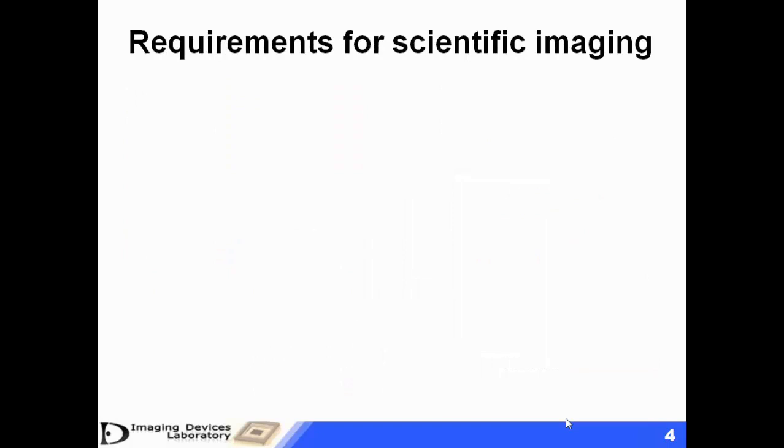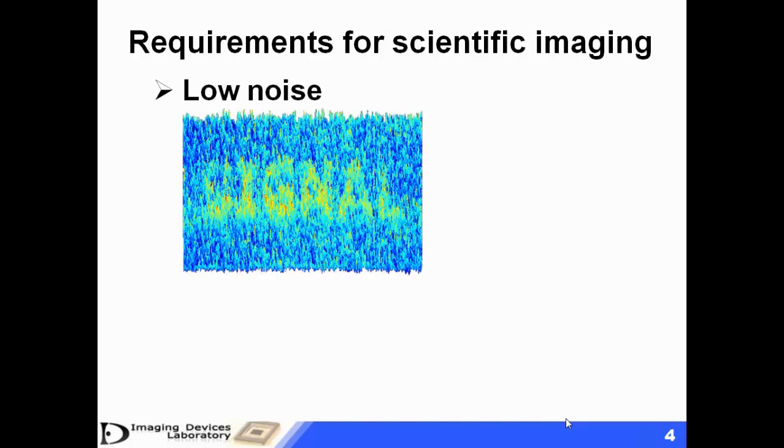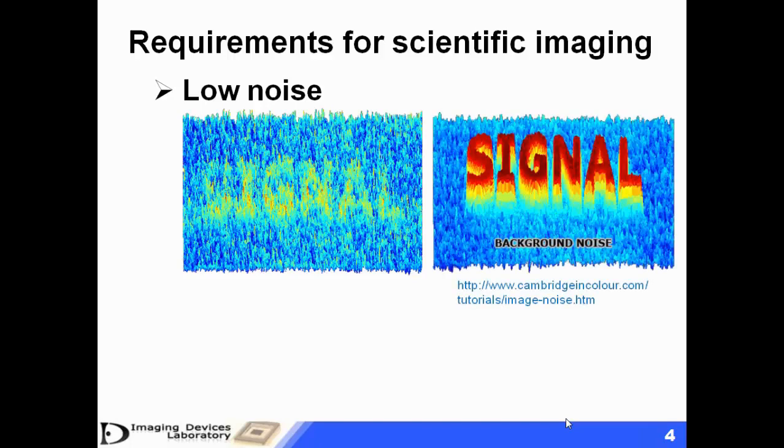So I briefly categorized some requirements for scientific imaging. The first is low noise. When we observe very weak signals, it's very difficult to distinguish the real signal from the noise level. But if the background noise can be reduced, we can obtain very clear image information without loss, even for a very weak signal.